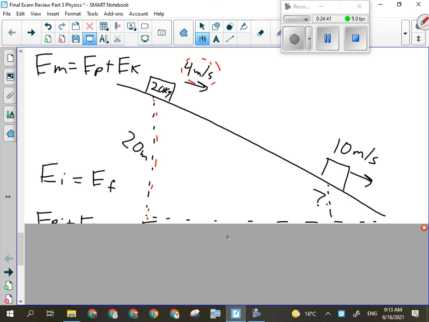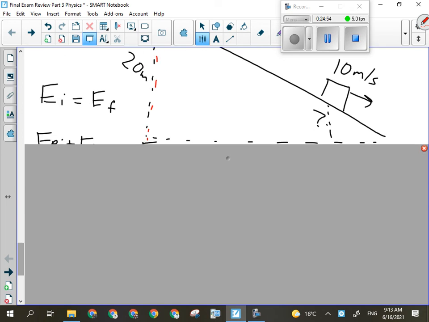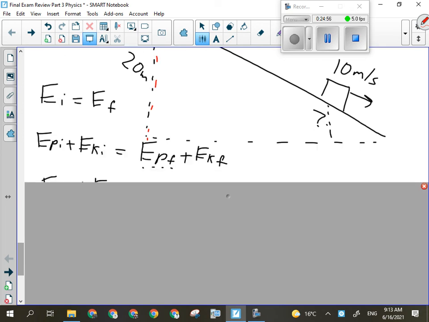At the end there's definitely kinetic energy final, and if they're asking us to calculate the height, there's probably potential energy at the end as well. So all four types of energy are present in this question. We're going to have the initial potential plus the initial kinetic equals the final potential plus the final kinetic, and what we're looking for is part of the final potential. So we just want to get that by itself by subtracting EKF over to the other side.